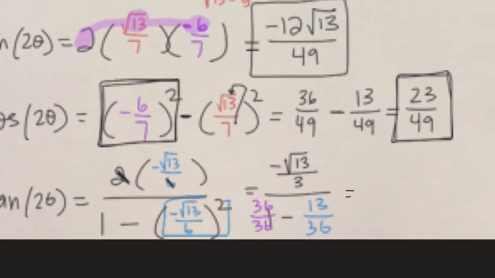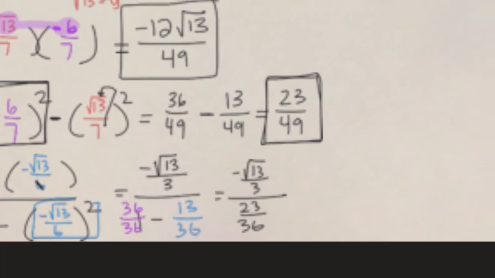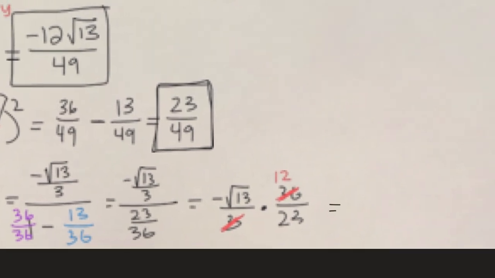Okay, so this becomes negative root 13 over 3 divided by 23 over 36. So now let's multiply by the reciprocal. So negative root 13 thirds times 36 over 23. So I'm going to simplify by dividing 36 by 3 straight away. 36 divided by 3 is 12. And 23 can't have anything to it. So my final answer is negative 12 root 13 divided by 23.